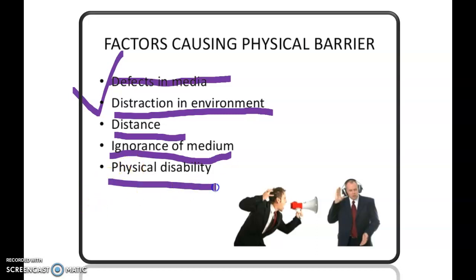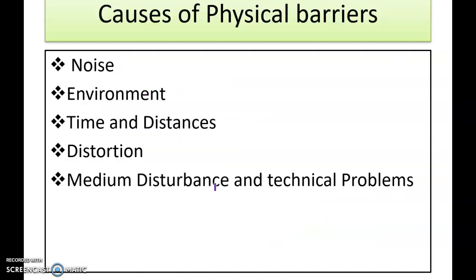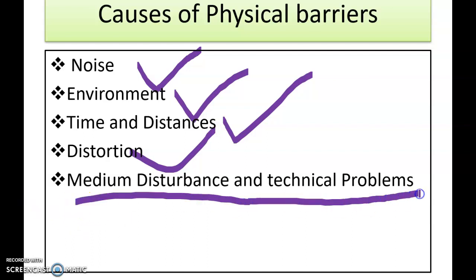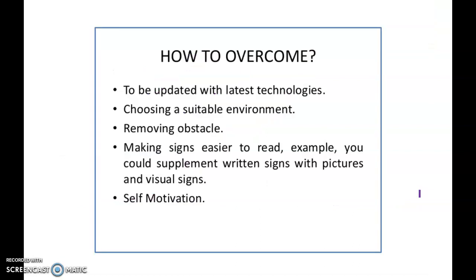And physical disability: if that person cannot hear you, or he or she has a listening problem, then that comes under the physical barrier. Causes are mostly background noise, environmental factors, time and distance, distortion, medium disturbance and technical problems. So these are the causes of physical barrier.